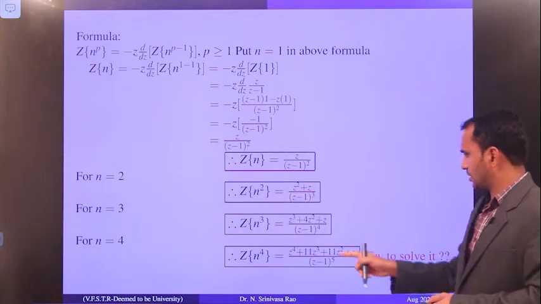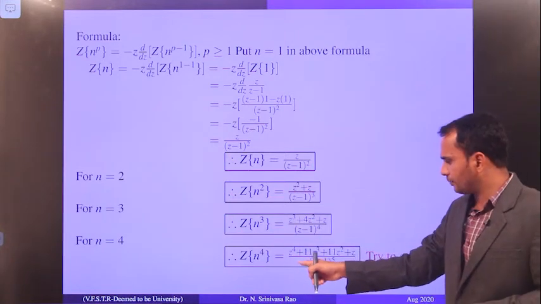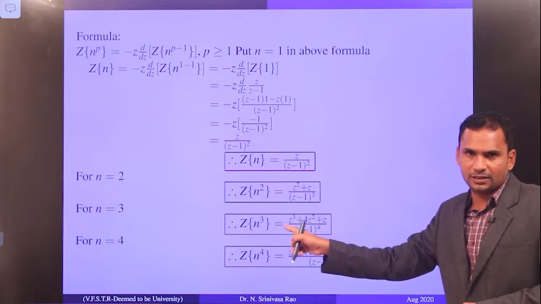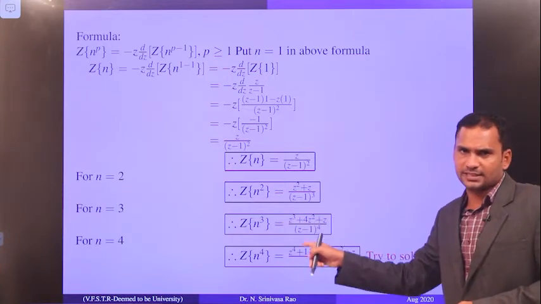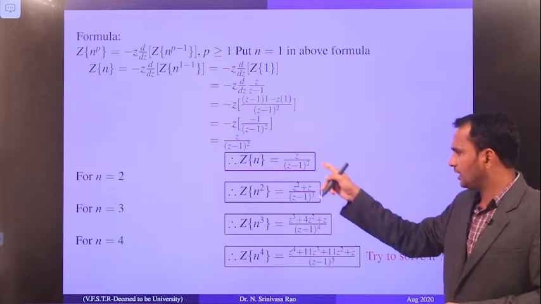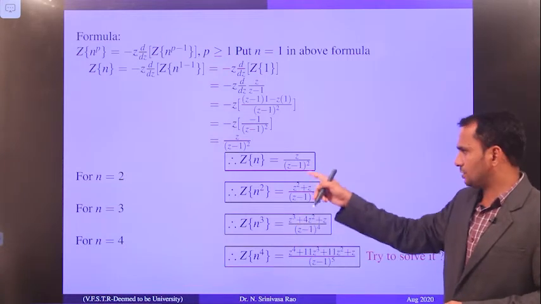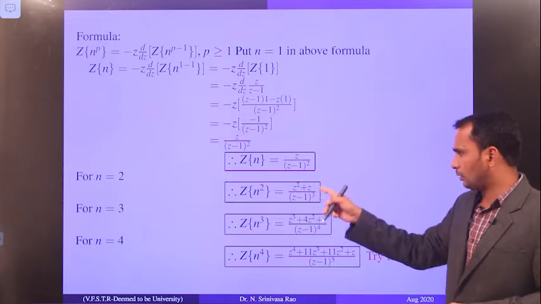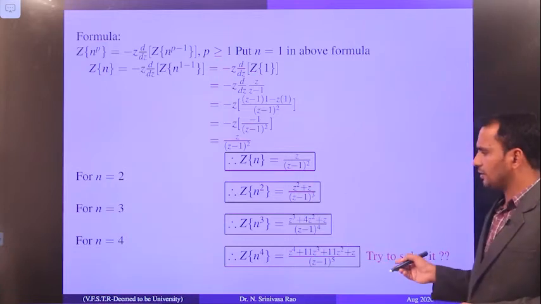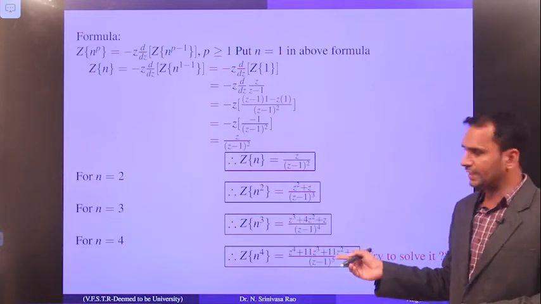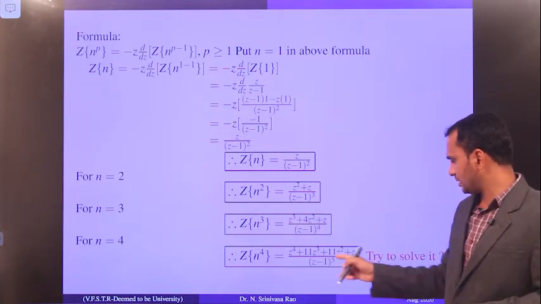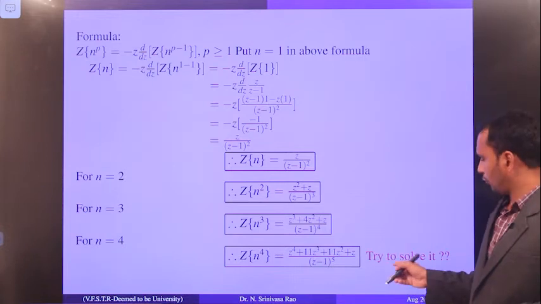this is all a circular process. If you want to find Z of n power 4, you should know what Z of n cube is. Without finding Z of n cube, you cannot find Z of n power 4. Therefore, all this is a cyclic process, and in this way you have to find all of these. So you just try to solve it. If you have any doubt, you can contact me at any time. So this is the answer for Z of n power 4.